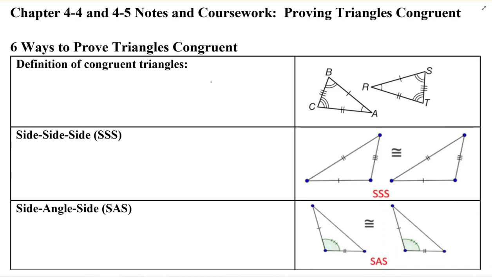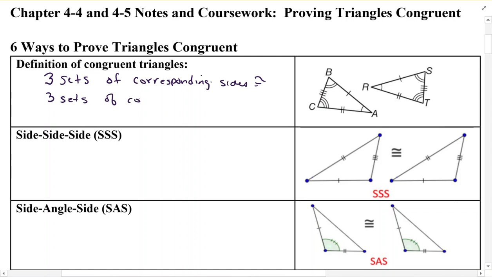In Chapter 4.4 and 4.5, we're going to learn shortcuts to proving triangles congruent. In Chapter 4.3, we had to use the definition to prove that they were congruent. By using the definition, we had to show that all three sets of corresponding sides were congruent, and we had to show that all three sets of corresponding angles are congruent.